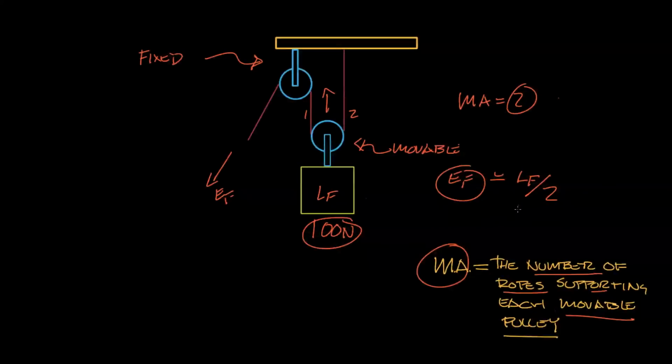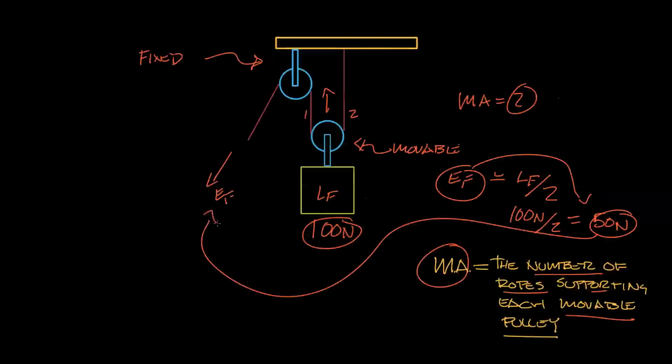So we can just plug it right in. So we've got 100 newtons, and we're going to divide that by 2. So that means that our effort force is 50 newtons. So this would be 50 newtons of force. So the mechanical advantage of this system is 2. And that means that the amount of force we have to apply is half of what the weight is that we're lifting.